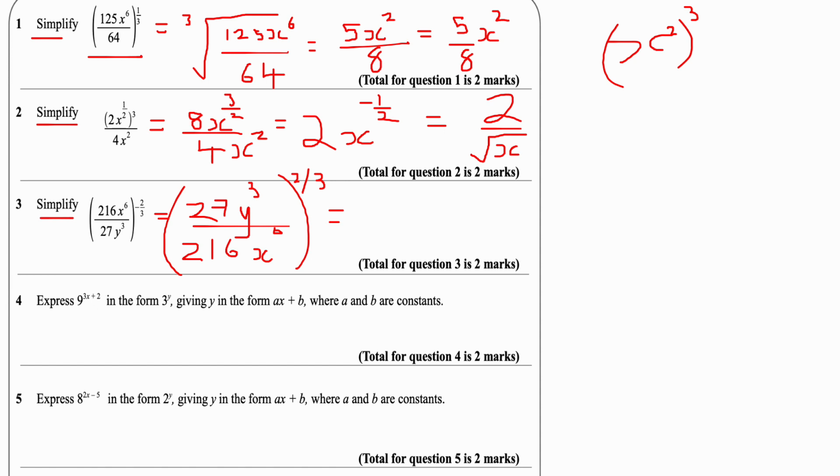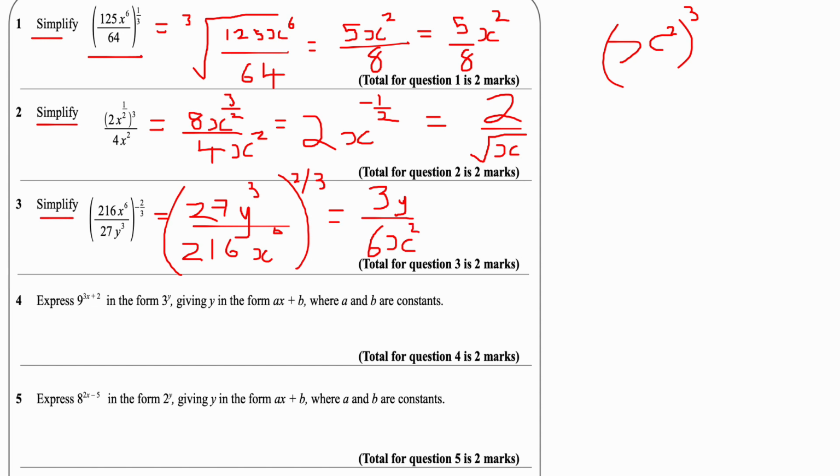So taking our time, the cube root of 27 is 3, because 3 times 3 times 3 is 27, and the cube root of y cubed is just y, or y to the power of 1, but I don't need to write the power of 1 there at this stage, especially at A-level maths. 216 to the power of a third, well that's actually going to be 6, and then x to the 6 to the power of a third just goes to x squared.